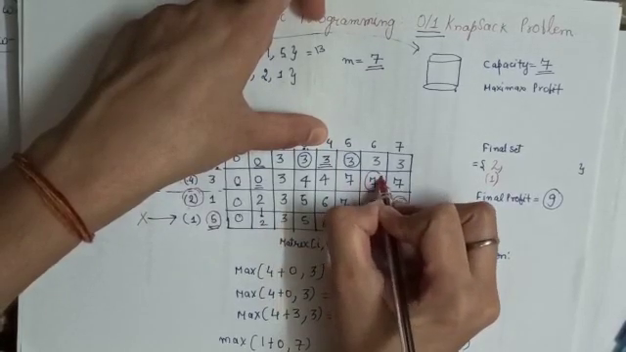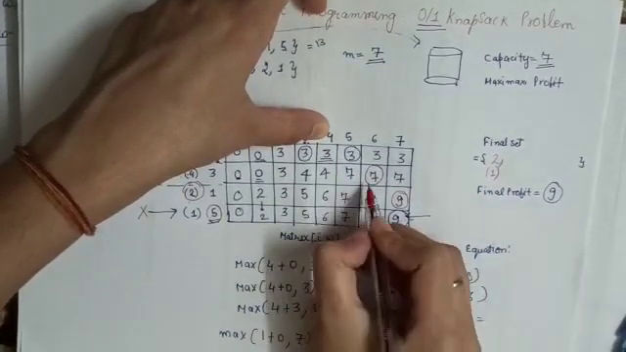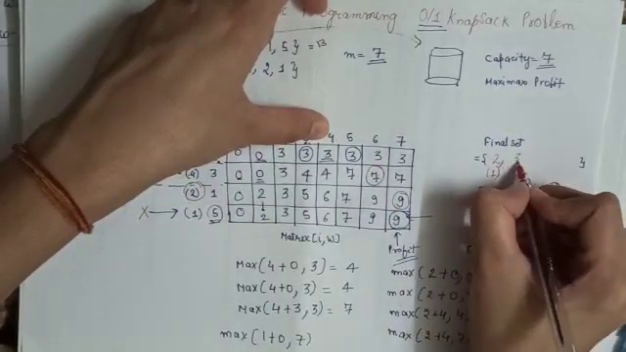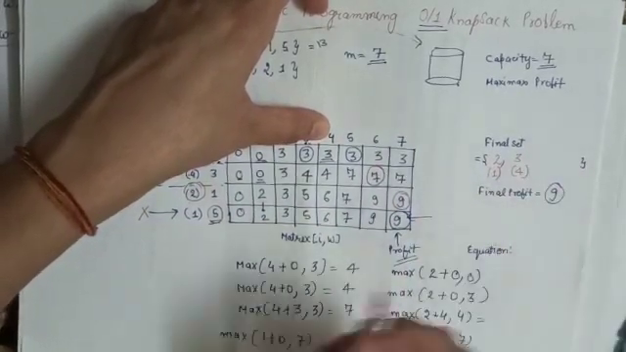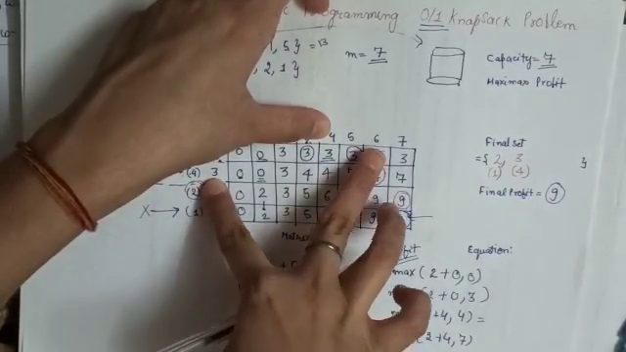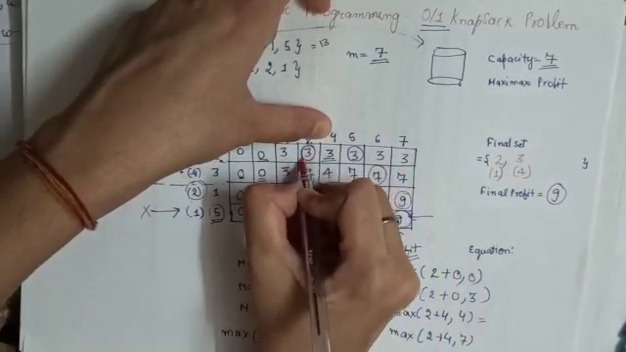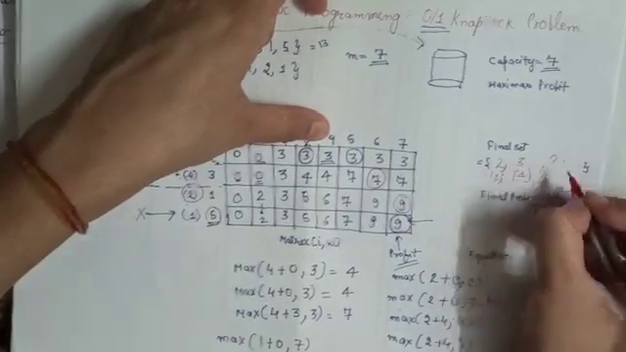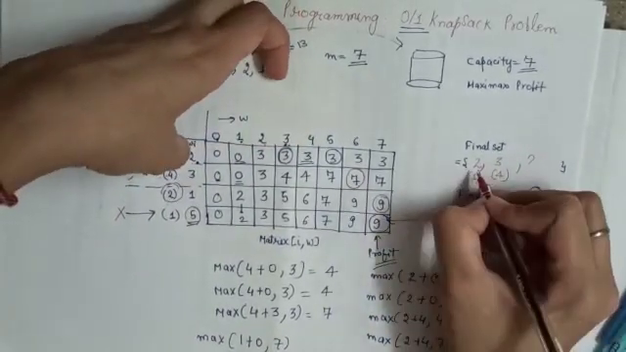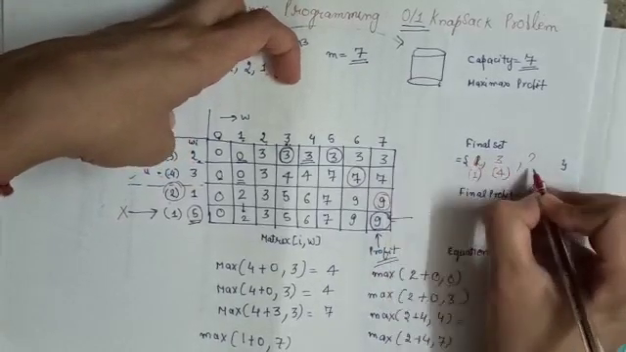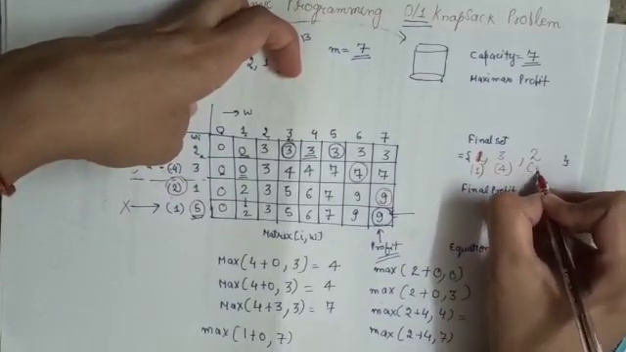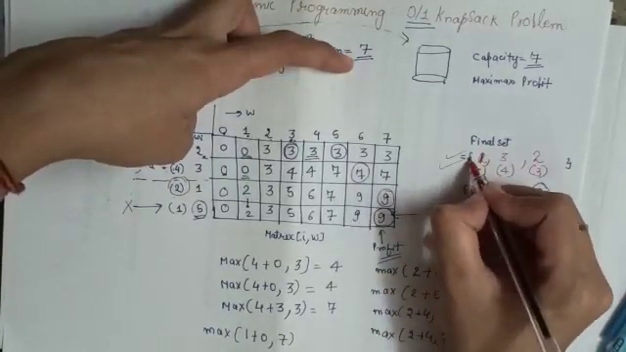We come over here. Now is this the same as this? No, this is not the same, so 3 is included in my final set. What I will do is 6 minus 3 is 3. I'll come over here. So this weight of 1, 3 and 2, with the profit 3. So this is my final set.